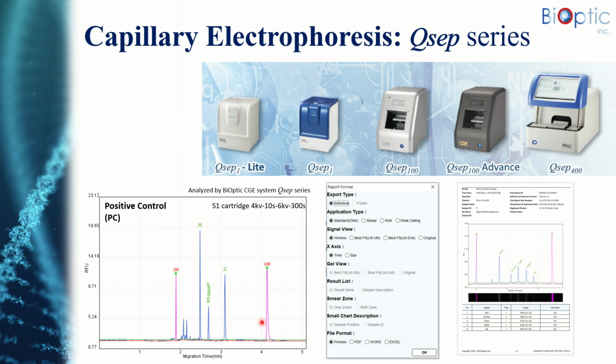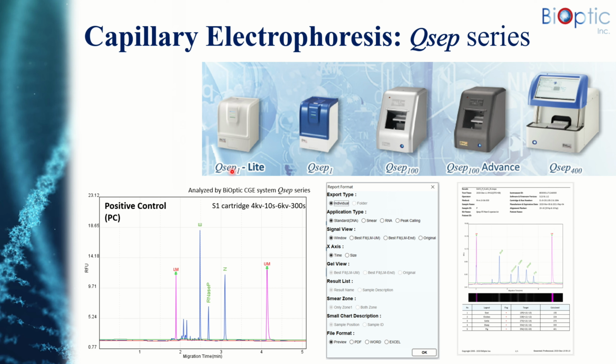Okay, then the main product of BiOptic, capillary electrophoresis QSEP. In the middle is the classic model QSEP 100. It can run 96 samples automatically. And we have the portable models QSEP 1 and QSEP 1 Lite, and the high throughput model which can analyze 4 samples at a time.